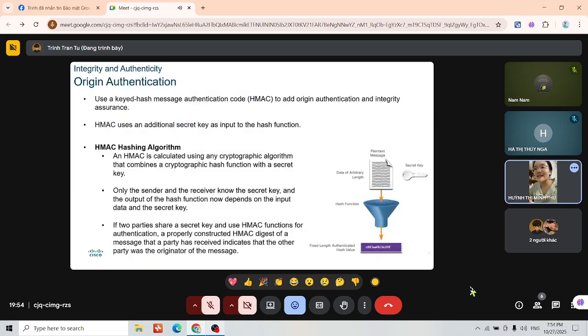Origin authentication. Use a keyed-hash message authentication code to add origin authentication and integrity assurance. HMAC hashing algorithm: an HMAC is calculated using any cryptographic algorithm that combines a cryptographic hash function with a secret key. Only the sender and the receiver know the secret key, and the two parties share a secret key and use an HMAC function for authentication. And next slide.